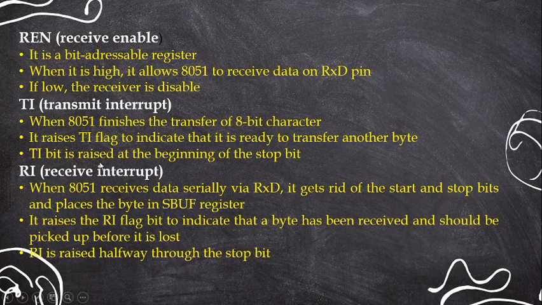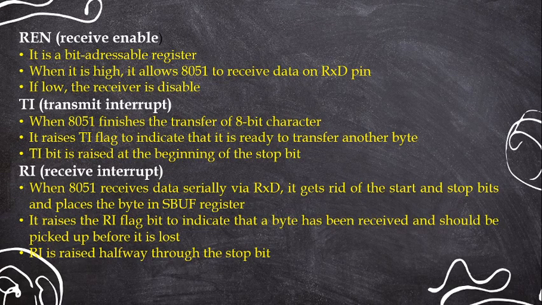The next two important bits of the SCON register are the TI bit and the RI bit. TI stands for transmit interrupt. How does the controller understand that the 8 bits of data have been transmitted? It's only through this transmit interrupt. On transmitting the data, the TI flag will be raised, that means it will be made 1, so that it indicates it's ready for the next byte of data.